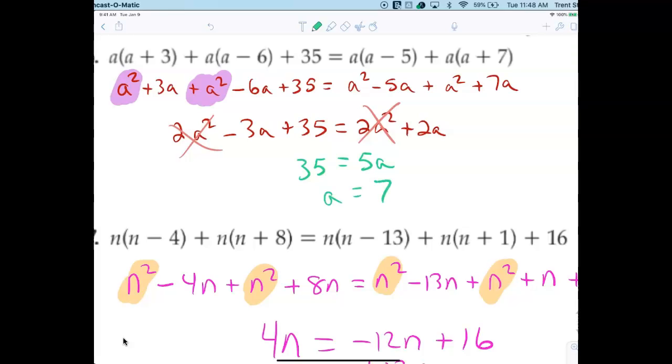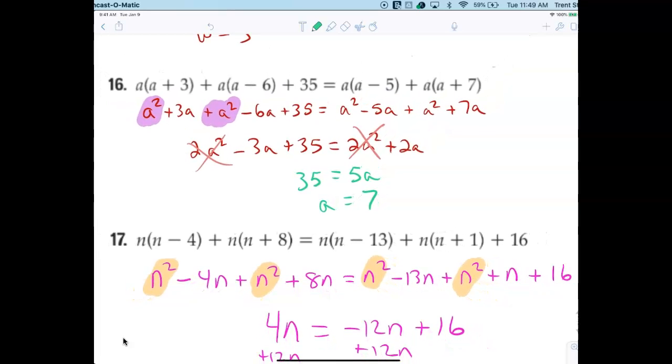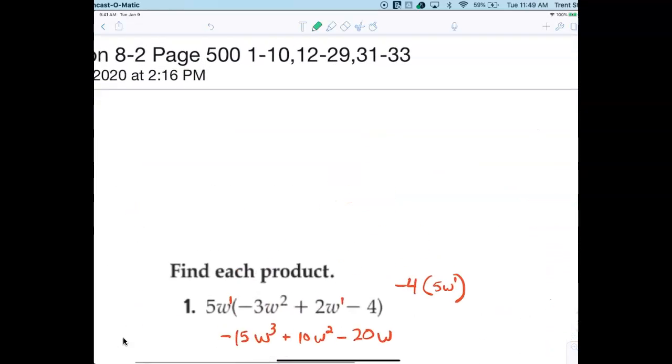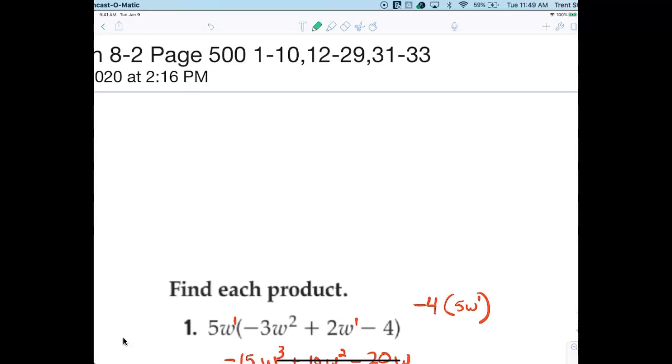So the deal on this is that the square terms are going to cancel out. What numbers for all the questions? Come on, guys, that's why I said at the beginning. Here we go: 1 through 10, 12 through 29, 31 through 33. Or you just keep up with me. All right, that's the assignment.